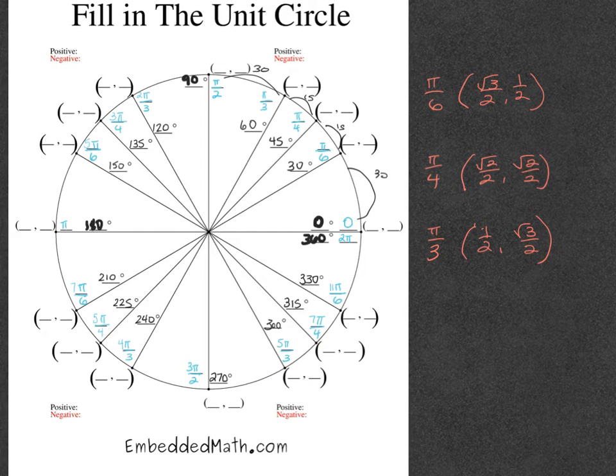So all my pi over 6's are root 3 over 2, 1/2, root 3 over 2, 1/2, root 3 over 2, 1/2, root 3 over 2, 1/2. All my pi over 4's are root 2 over 2. And all my pi over 3's are 1/2, root 3 over 2.